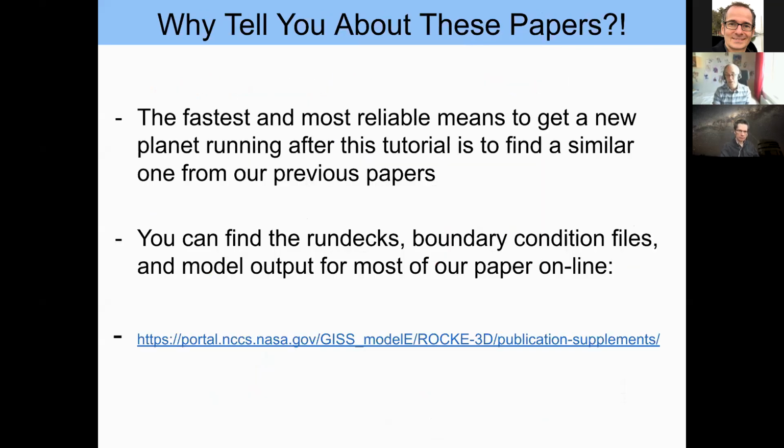And then you want to ask, why do I mention all these papers? It's very important because the fastest, and as I say here, most reliable means to get a new planet running is to look at our old papers and find a planet that's similar to one of the ones we have already published. You might have one that's very different from the ones we've published, and that won't help you. But if you can find one that's similar, in general, we try to publish all the configuration files, or what we call the rundeck files, the boundary condition files.